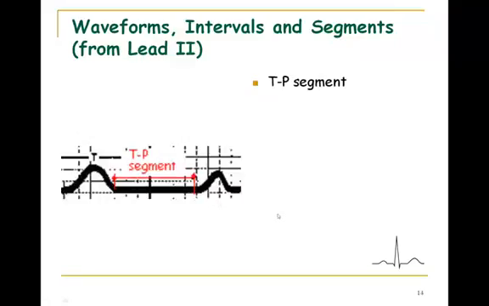The TP segment is another waveform, it's really a segment, another area on the EKG which should be isoelectric. There should be no current flowing, and so you should not see any deflections. It represents from the end of the T wave to the beginning of the P wave.